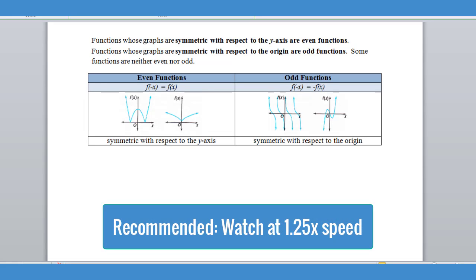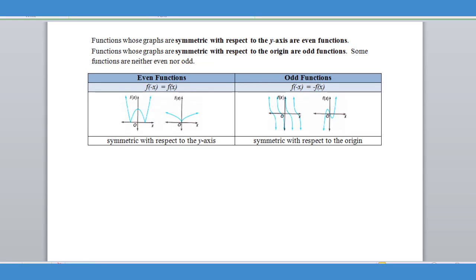Now that we've learned about point symmetry and line symmetry, we can discuss a common function type in algebra and mathematics called even functions and odd functions. And so what we're going to do here is just take a look at some of the things that we've learned so far and look at the difference.